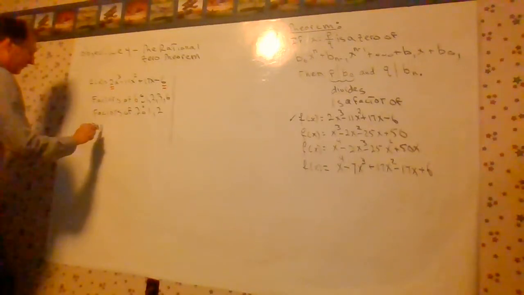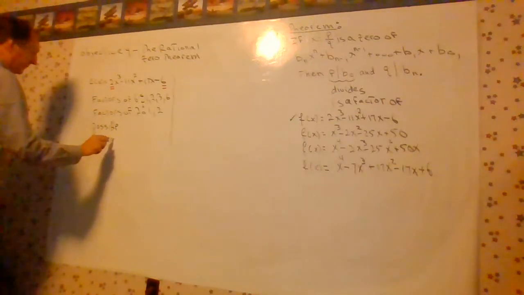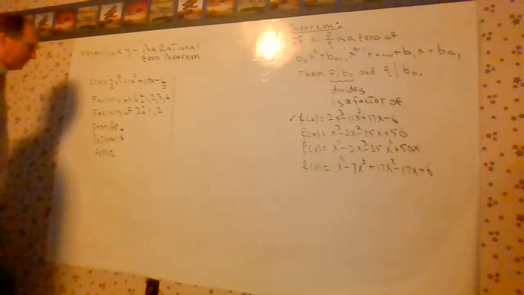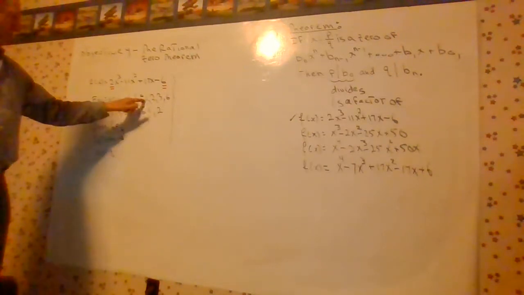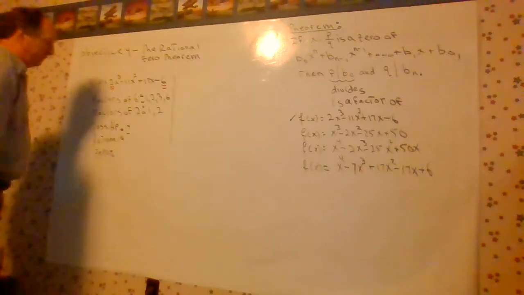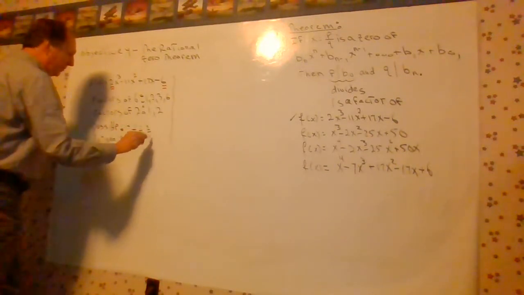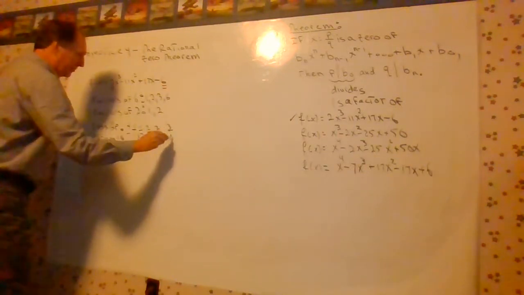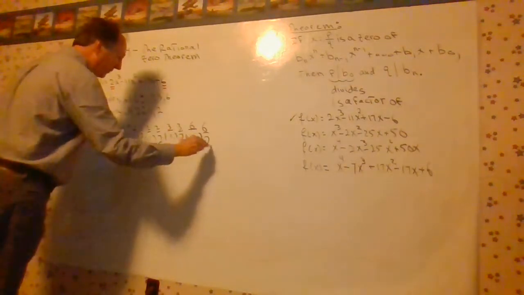Now, the possible rational zeros, we just need to take numerators from here, denominators from here. So we're going to have 1 over 1, 1 over 2, 2 over 1, 2 over 2, etc., etc. And it can be plus, minus. So we'll do 1 over 1, 1 over 2, 2 over 1, 2 over 2, 3 over 1, 3 over 2, 6 over 1, 6 over 2.